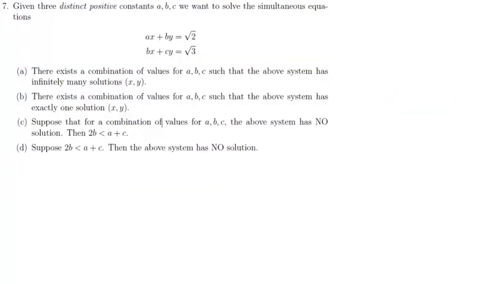Now question number 7 is, we are given three distinct positive constants A, B and C, and we want to solve the simultaneous equations ax plus by equals root 3 and bx plus cy equals root 3. Now both these equations, they represent straight lines.